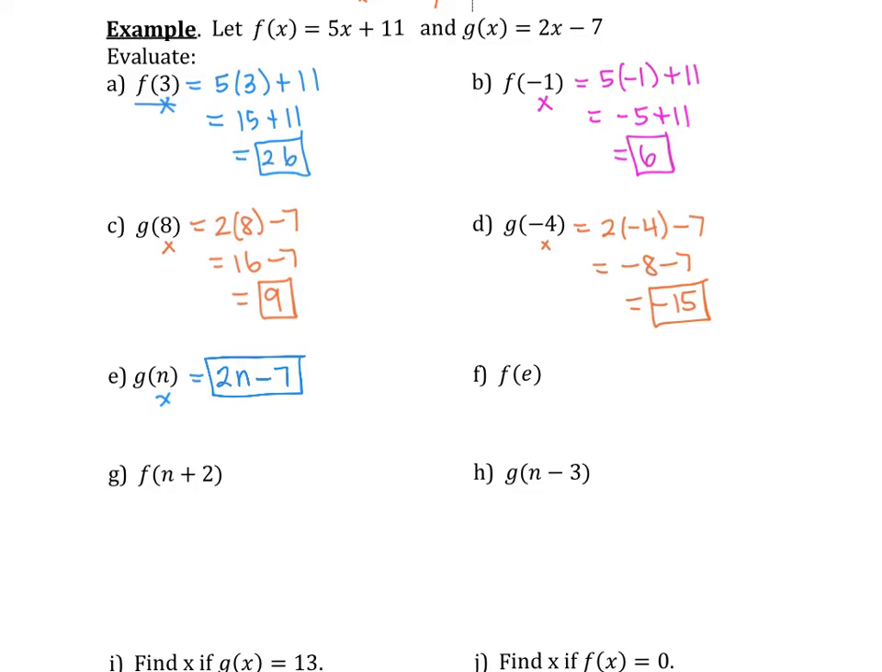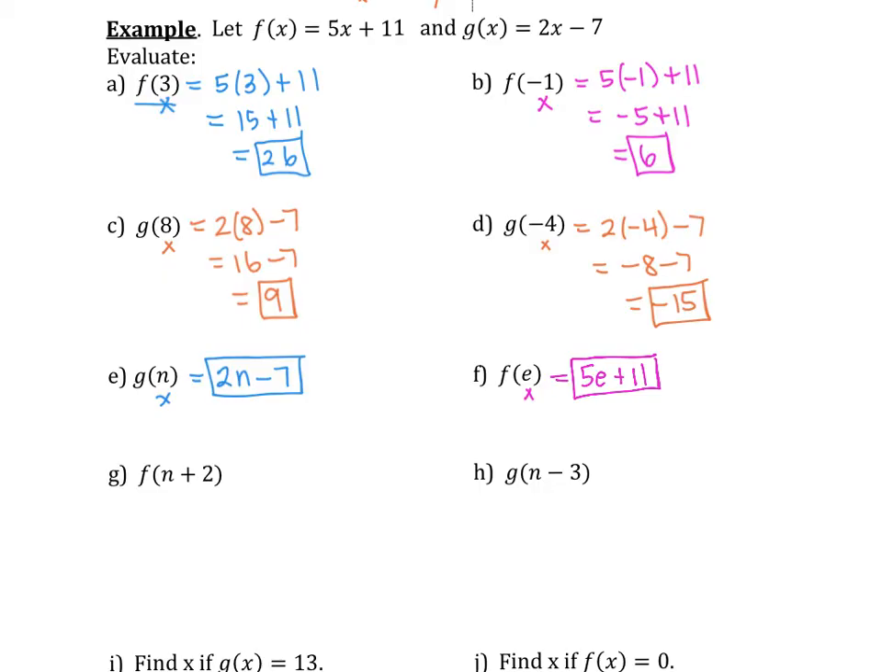Okay, so for f, it says f of e. So where the x is in the f equation, I'm going to replace it with e. So the f equation is 5x plus 11. So where the x is, I'm going to replace it with e, substitute the e. 5e plus 11. Now, can I simplify that? No, they're not like terms. So f of e is just 5e plus 11.